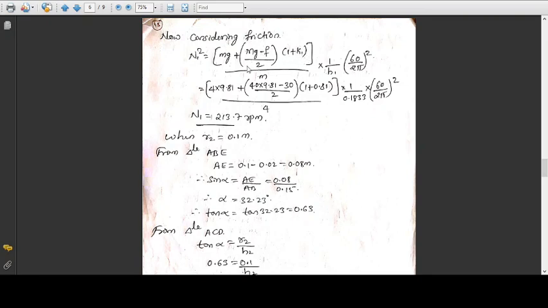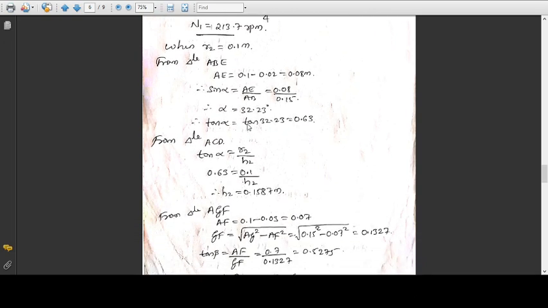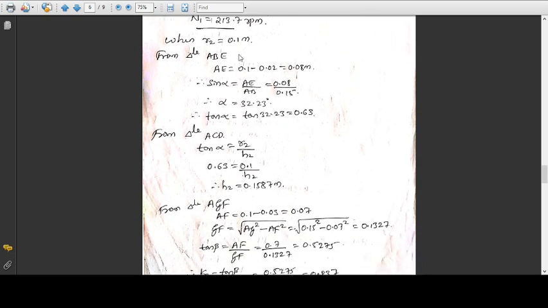Okay, after substitution of all these known quantities, you will get the value of N1. So N1 will be 213.7 rpm. Now let us consider the second case, that is when r equal to r2, that is 0.1 meter. Now from the same triangle, that is ABE, the AE value will be 0.08 meter and sin alpha will be AE by AB. After the substitution of these values, you will get alpha as 32.23 degree.